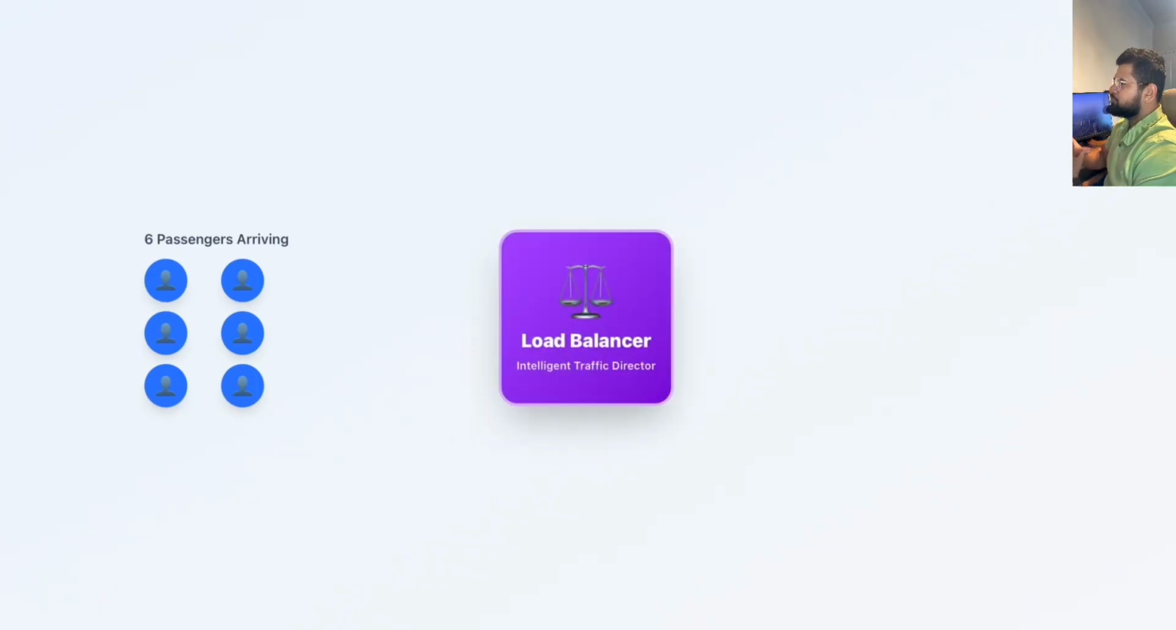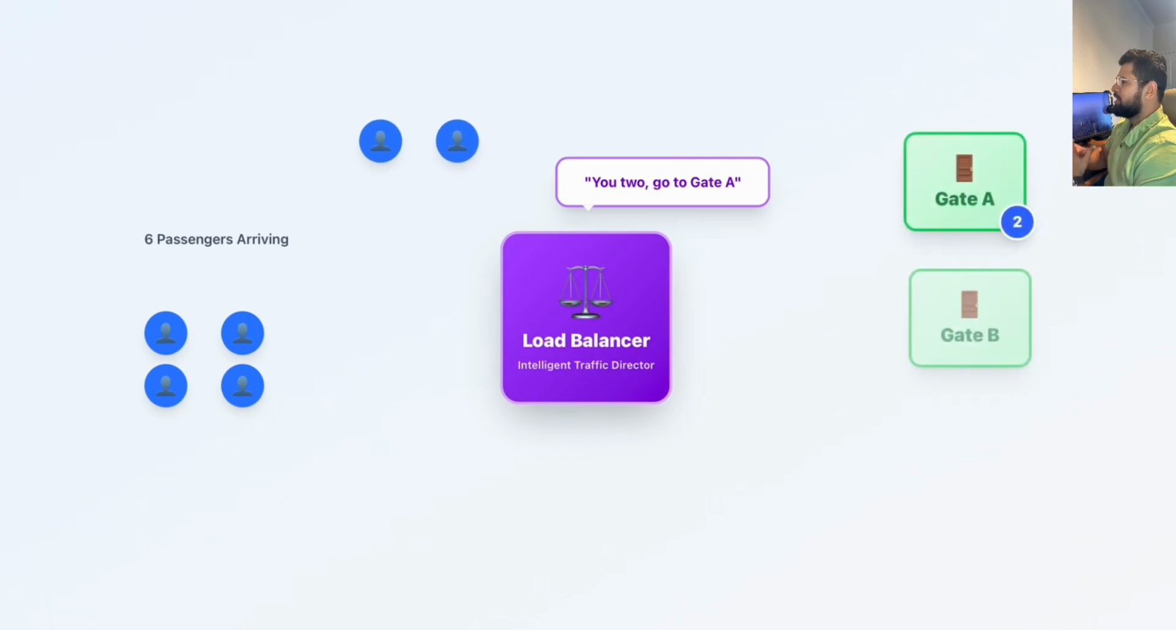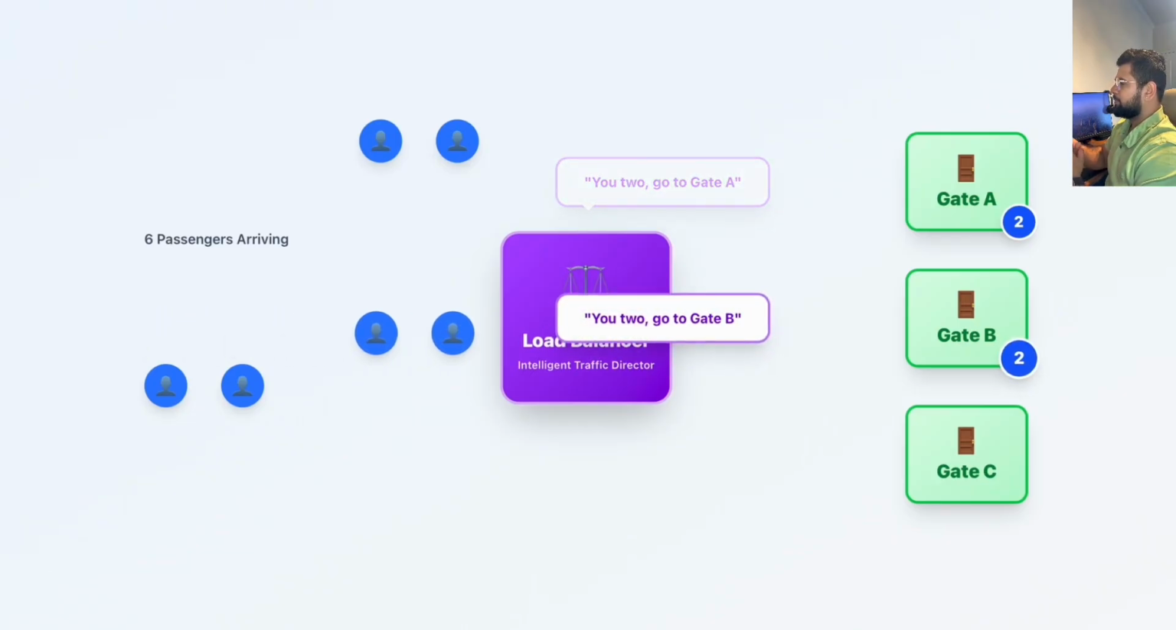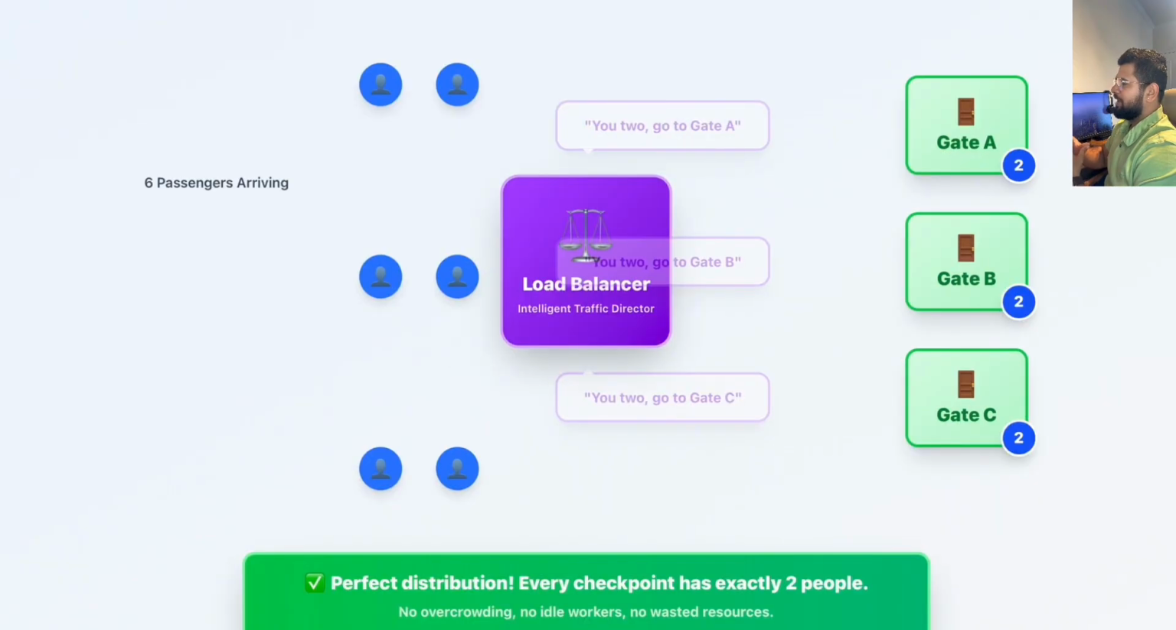Instead of them randomly choosing a checkpoint or all rushing to gate A, they first go through our load balancer, that purple box in the middle. Think of it as an intelligent traffic director. The load balancer says, you two go to gate A, you two go to gate B, and you two go to gate C. And just like that, perfect distribution. Every checkpoint has exactly two people, no overcrowding, no idle workers, and no wasted resources. So, this is the core concept.